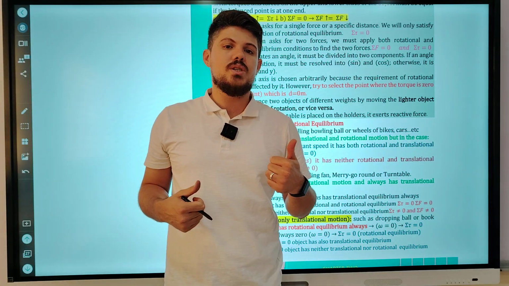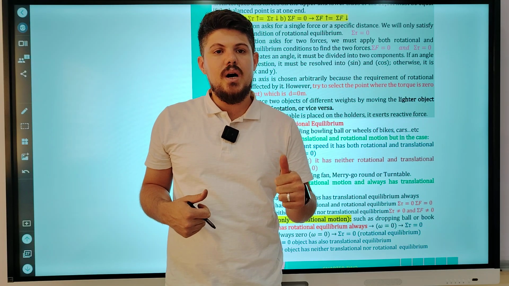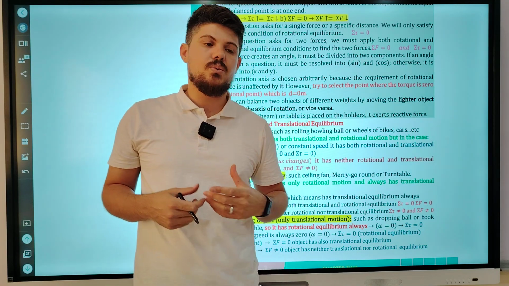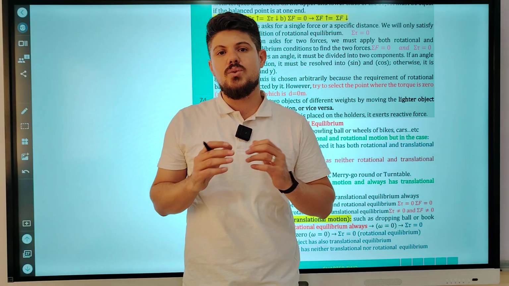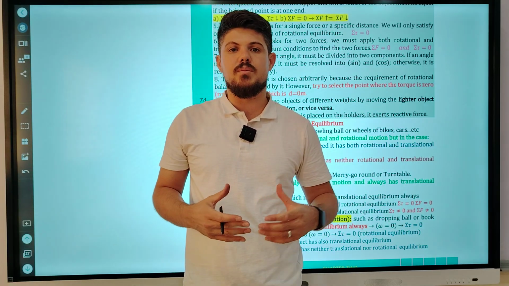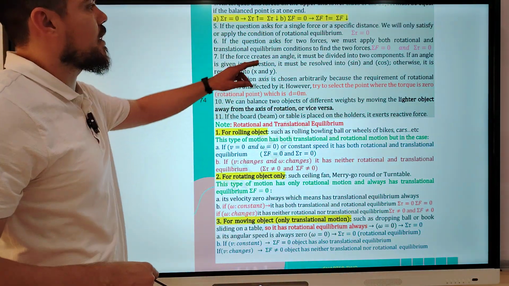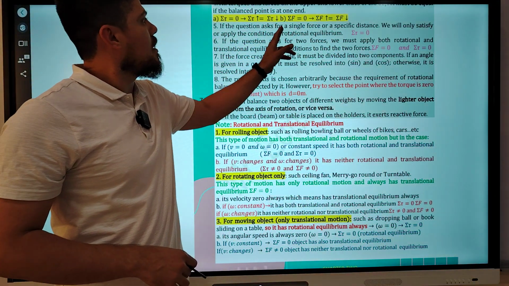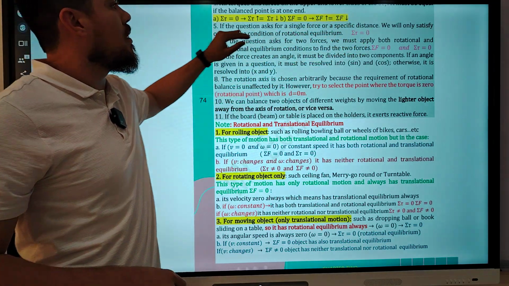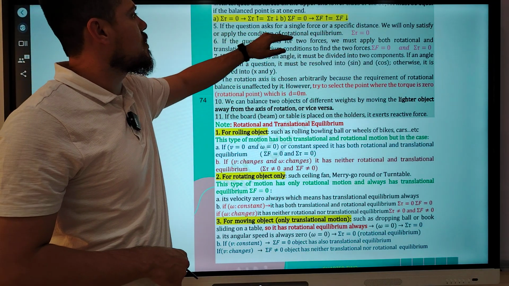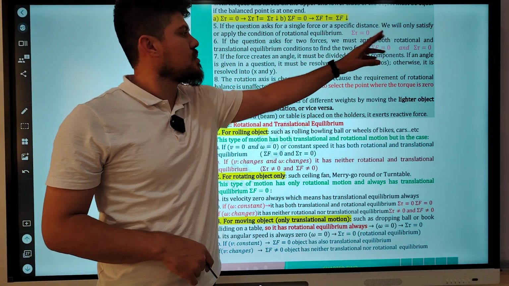When can only rotational equilibrium be used? If the question asks us to find only one force. But when two forces are unknown in the question, in that case you have to use both types of equilibrium: rotational equilibrium and translational equilibrium. Okay? For only a single force or a specific distance, we will only apply the condition of rotational equilibrium. But if two forces are unknown, you have to use both.